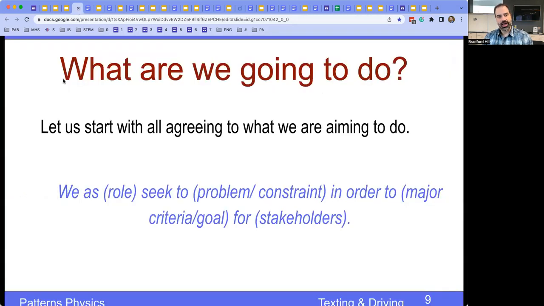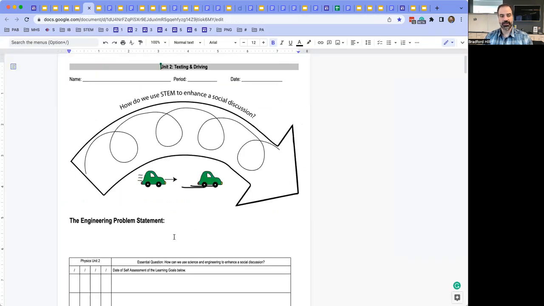All right, so as always with the engineering problem, we want to get clear on what we're going to do. And we have that sentence stem, nothing amazing, but it's really nice. They put it right on the front of the packet, that engineering problem statement. So we as physics students are making a customizable app for our health class students so that they can get numbers on texting and driving. And then every day we start with that. And of course, we also are filling out the storyline as we progress. Students are hand drawing that in, but boom, every day it's right there and clear.